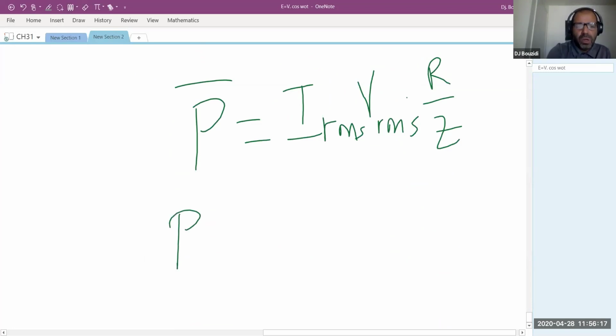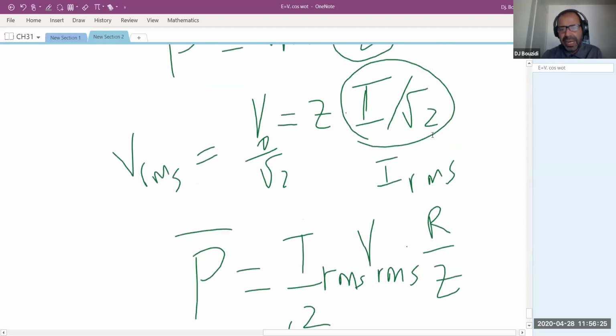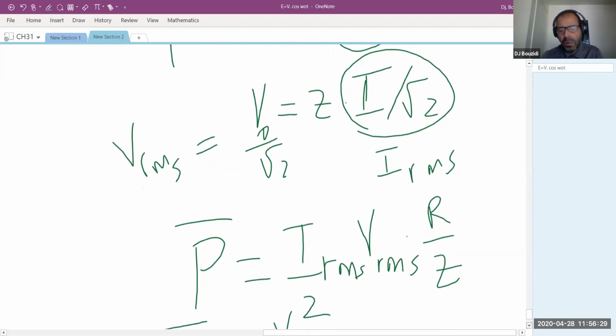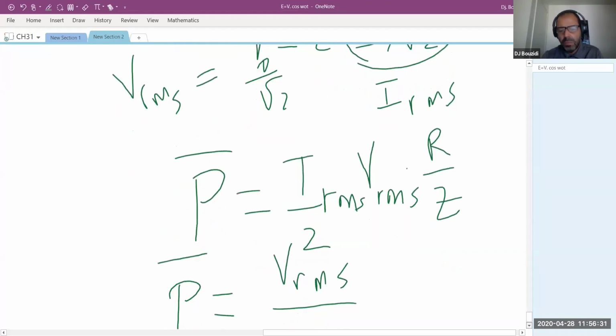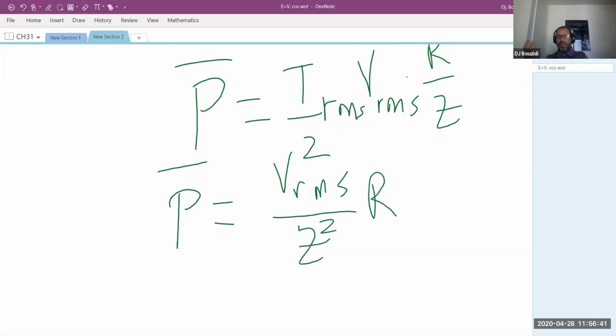So we can write it also as V RMS squared over now Z squared, because I have a Z already and I have a Z in here, times R. So it's Z squared and an R in here. So all of these expressions are equivalent to one another, and basically they boil down to the same thing.